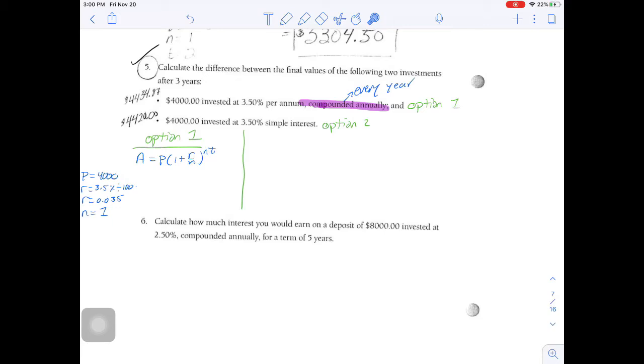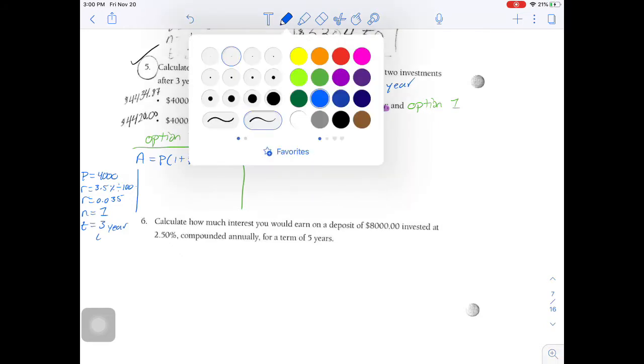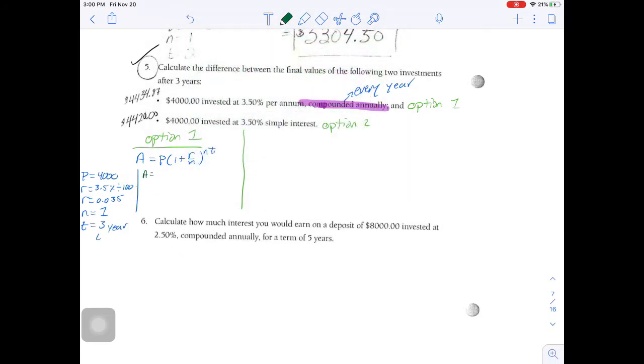T then means you're doing it, this asks for after 3 years. So that's 3 terms. So T equals 3, okay? Because there's 3 years and each year is a term. So now we just plug this into our formula. So A will equal 4 grand times (1 plus R, which was 0.035, over 1) to the power of 1 times 3.